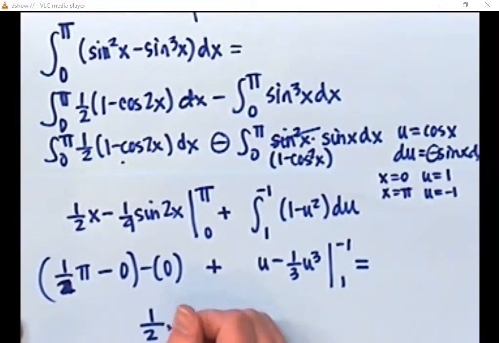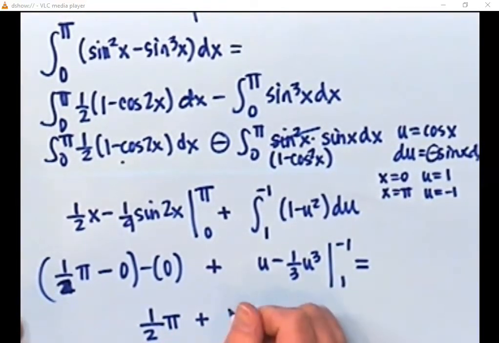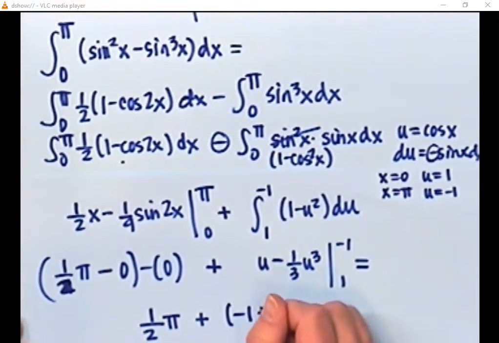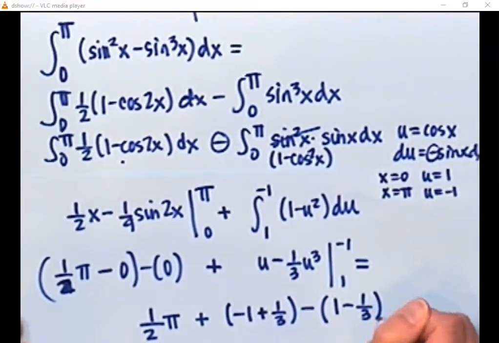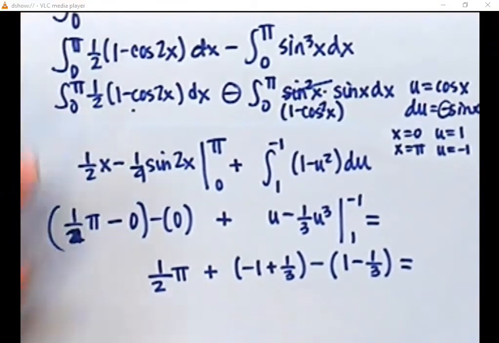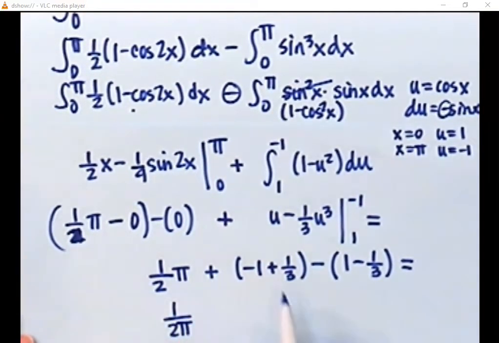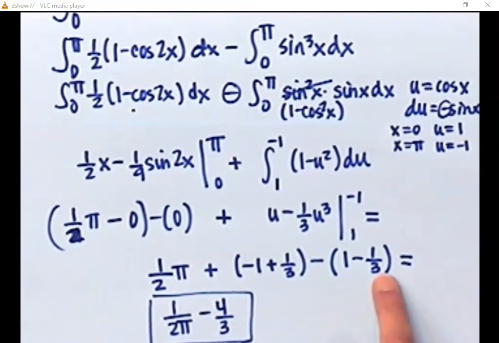So I have 1/2 pi here. This one will give me negative 1 plus 1/3 minus 1 minus 1/3. Yeah, negative 2/3 and another negative 2/3, so minus 4/3. So that's the final answer on that one. This is negative 2/3 and another 2/3 subtracted, that makes negative 4/3. So that's how I did it. Split it up, then integrate the pieces.